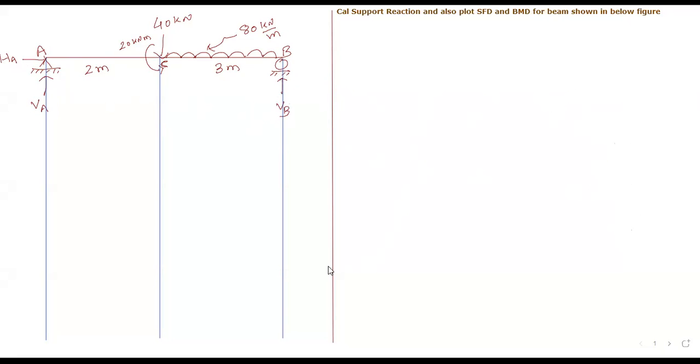Fine. Chaliye. First step, as it is calculation of support reaction. Those who know can calculate in your notebook roughly, sigma fx equal to 0. So we will get H equal to 0. Yes or no?